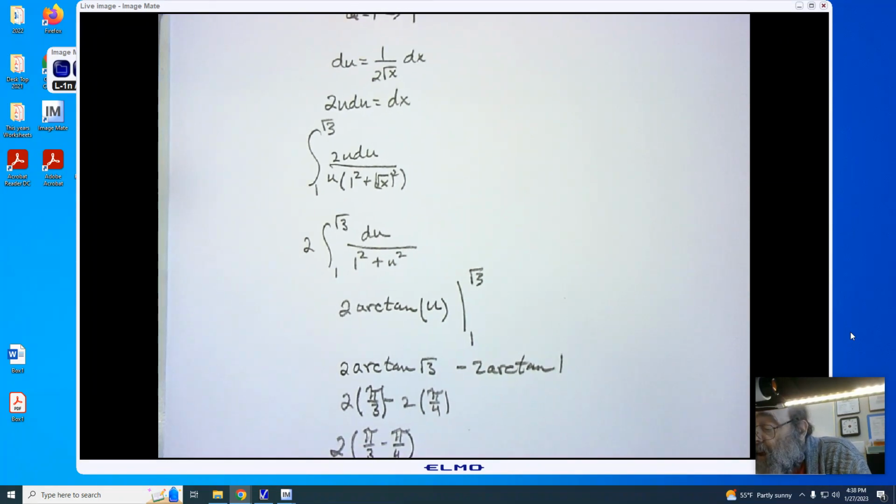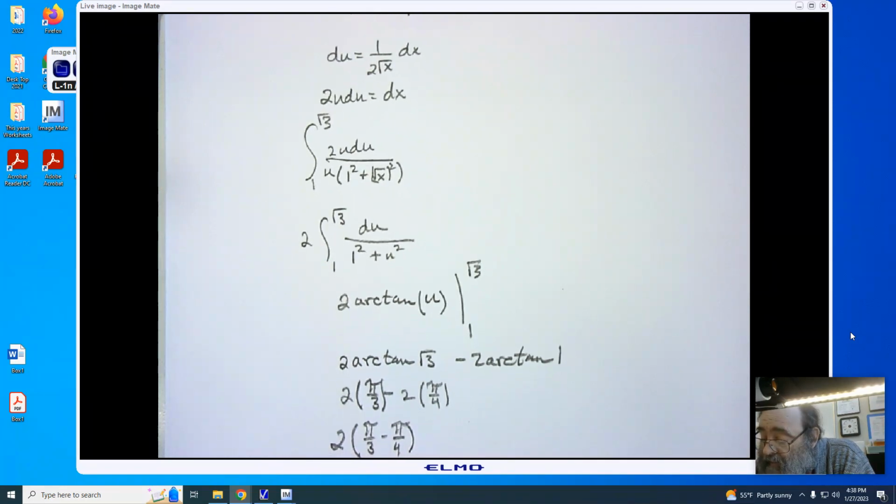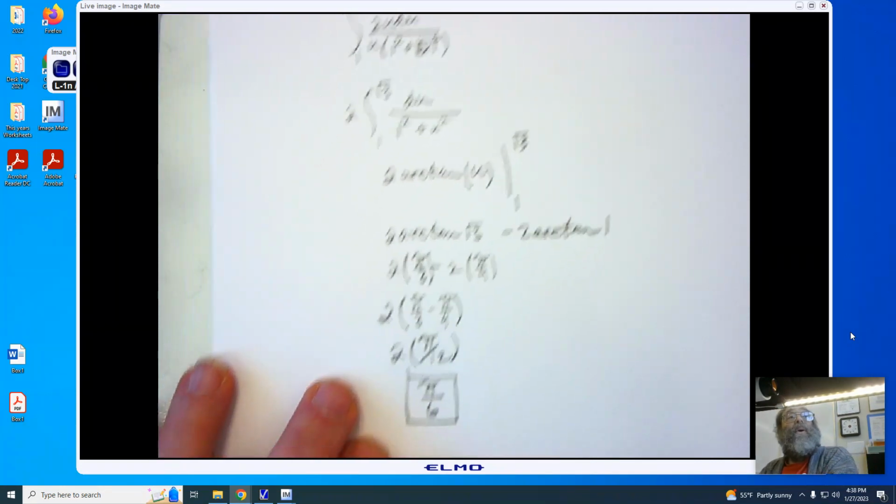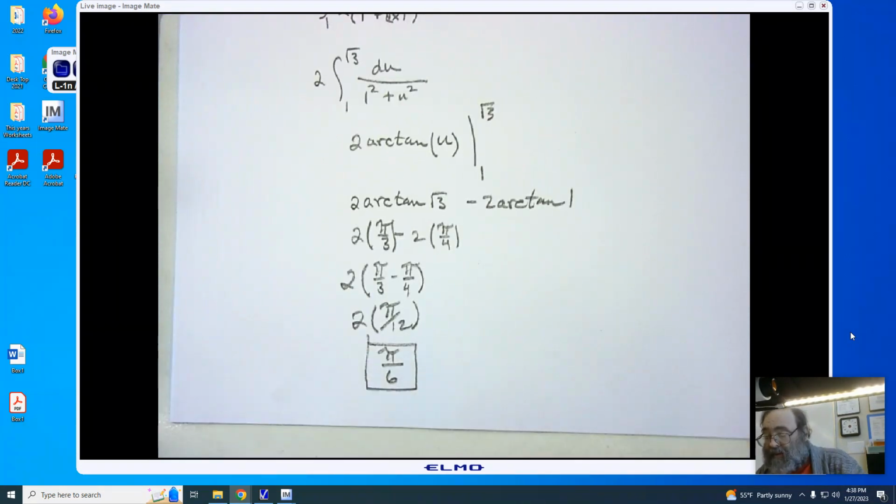That is giving me pi over 12. So I have 2 times pi over 12, and I'm simplifying it to get my answer, pi over 6. So the answer is pi over 6.